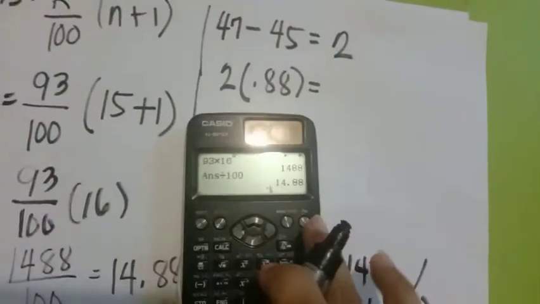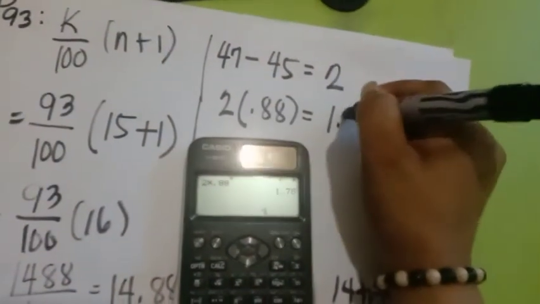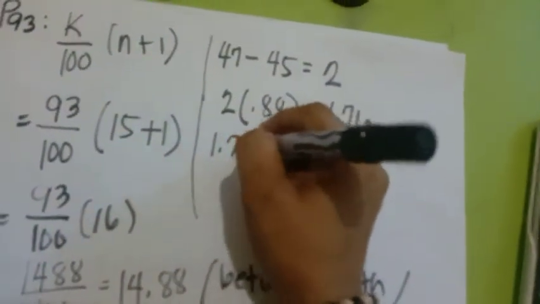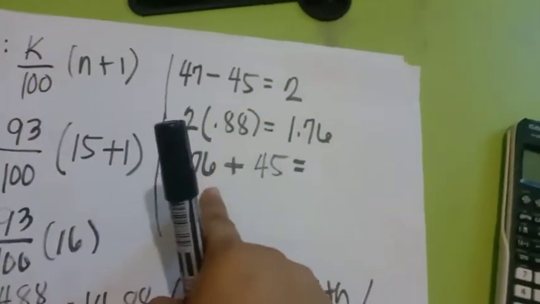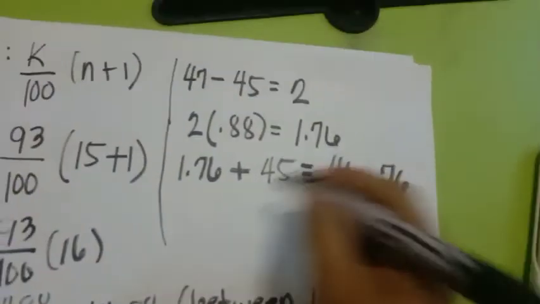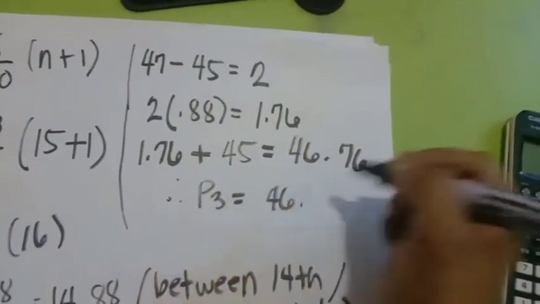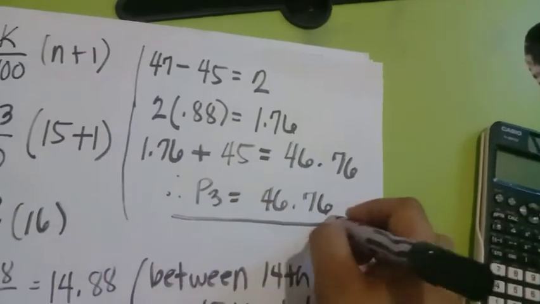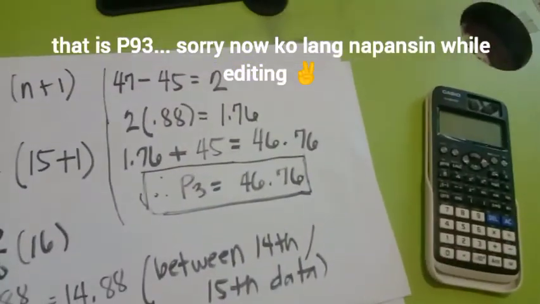Use calculator kung may calcu kayo. 2 times 0.88, that is equal to 1.76. Then, yung 1.76, saan idadagdag? Doon sa lower data, which is 45. So, 1.76 plus 45 is 46.76. Therefore, the 93rd percentile or P93 is 46.76.